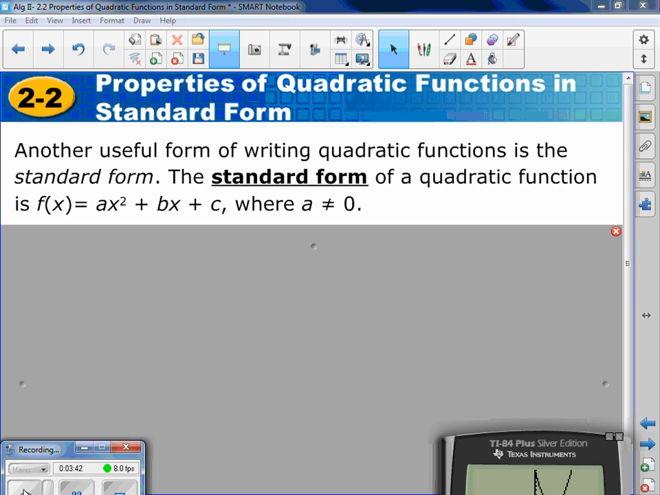I have a not equal to 0. What would happen if a was 0? Not the entire thing. If a is 0, 0 times anything is 0, so this term would not be there. You'd just be left with bx plus c, which is a linear function. By taking out the a, it gets rid of being quadratic. So a is the only one that's not allowed to be 0. B can be 0, c can be 0, but a cannot be.